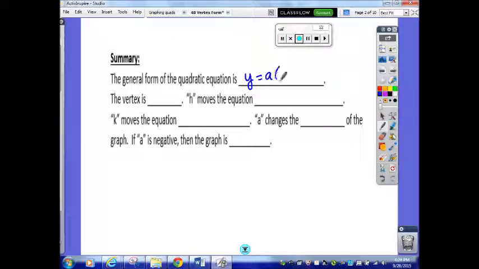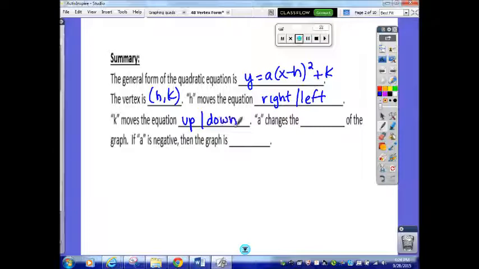The vertex form is y equals a times (x minus h) squared plus k. The vertex is going to be (h, k). H moves the graph right or left. K moves your graph up or down. A changes the width of the graph, and if A is negative, then the graph is flipped. You should recognize all of this is very similar to what we did when we talked about absolute values. Now we're talking about a quadratic or parabola. So A, H, and K do the same thing to a parabola as they did to the absolute value graph.